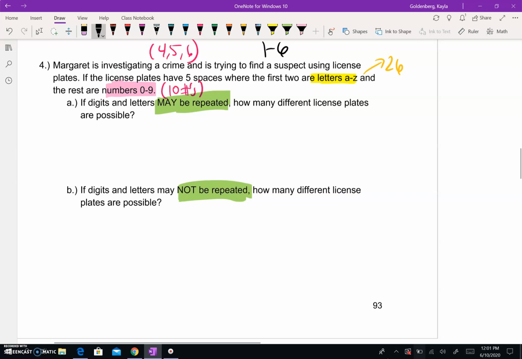So we are doing an investigation on license plates, and she wants to find a suspect using license plates. And the license plates have 5 spaces, 1, 2, 3, 4, 5. The first 2 are letters, and the next are numbers. So if you can repeat, there are 26 letters in the alphabet, and then even if I've used A for the first one, I can still use it for the second, so you still have 26. And then I believe there were just 2 letters, followed by numbers, which there are 10 number options. If I can repeat, there are still 10 for the next slot and 10 for the next slot.